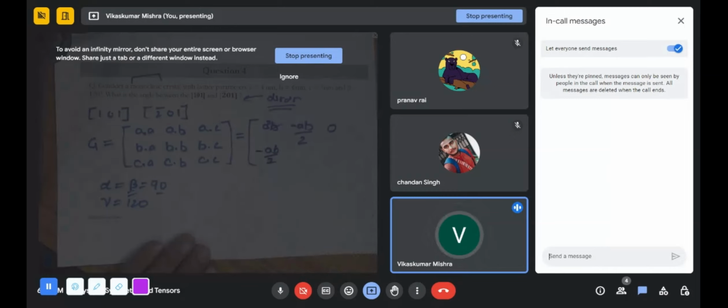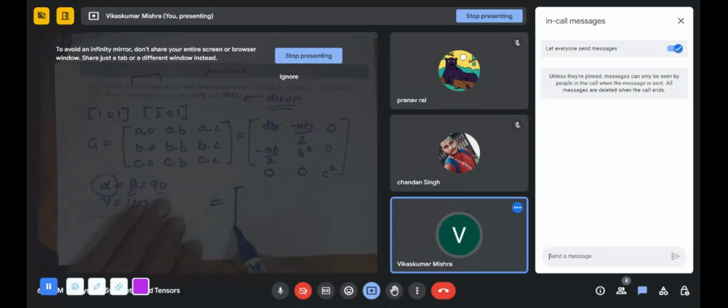Okay, and then again b dot b will be b square. B dot c, the angle between b and c will be alpha, which is 90. Again it will be 0. In a similar manner, this will be c square, c dot b will again be 0, and this will again be 0. And that's how we find the metric tensor.